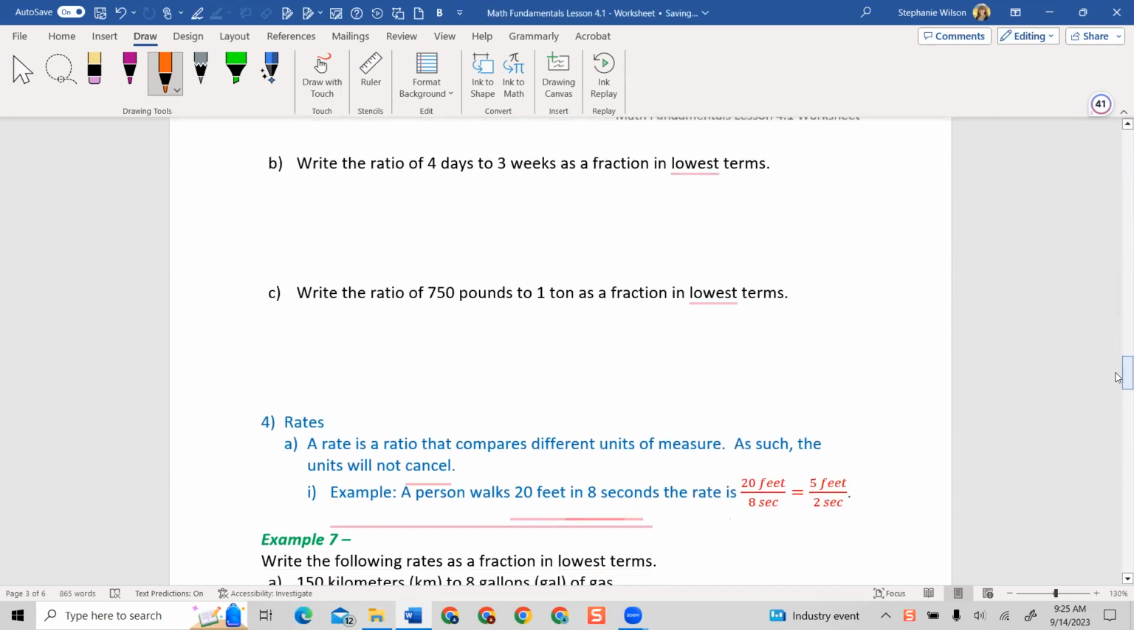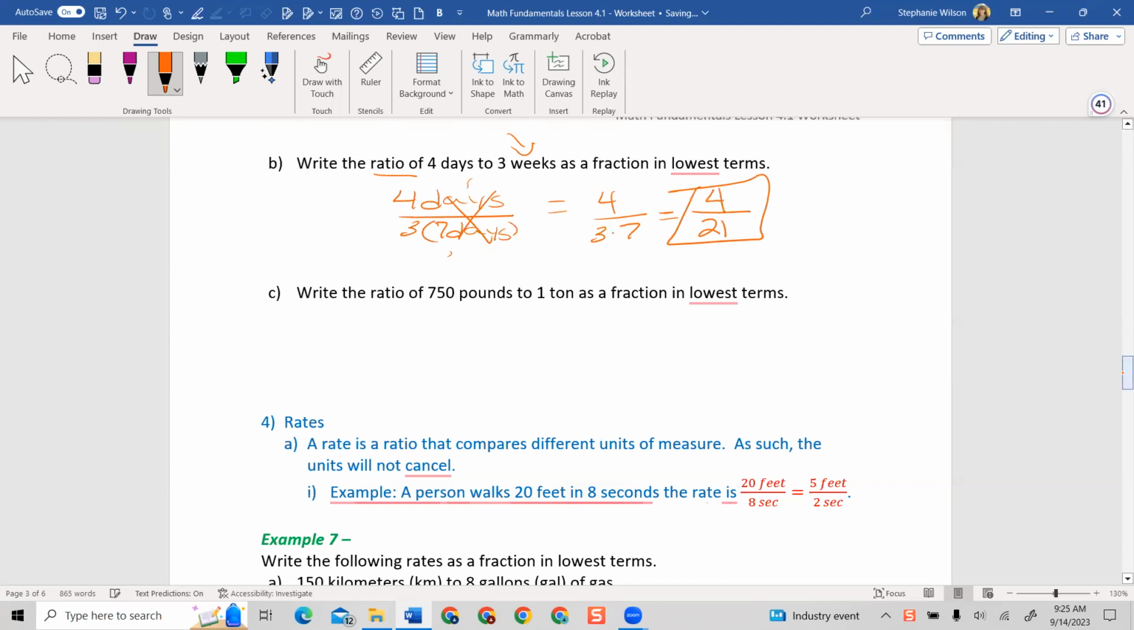Now let's solve for B. B says we have 4 days to 3 weeks as a fraction. So let's do this again. We're going to take this ratio of 4 days to 3 weeks. However, in the place of weeks, I know it's 7 days. My days reduce one time, leaving me with 1 times 4 over 3 times 7 times 1. And 4 does not reduce. Well, 4 is made up of 2s, and in the denominator, 3 and 7 are prime, so they do not reduce. So this is my final answer, 4/21.